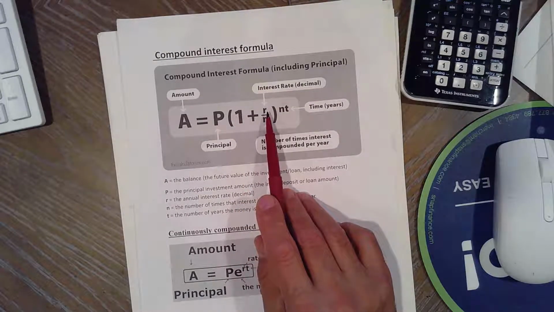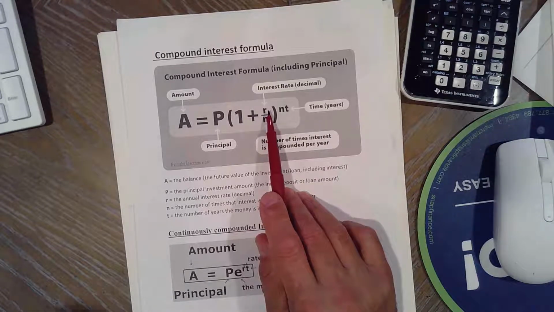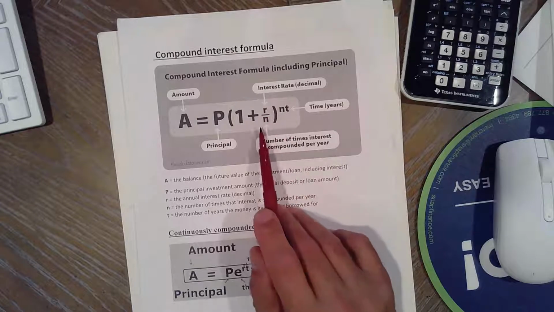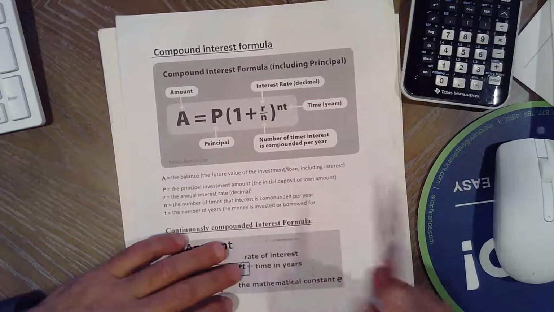R is the rate per year. 3% per year, you put in there, what, 0.03. You always move the decimal 2 places to the left. N is the number of compoundings per year, which is the number of times interest is compounded per year.